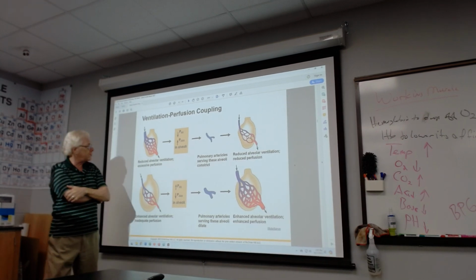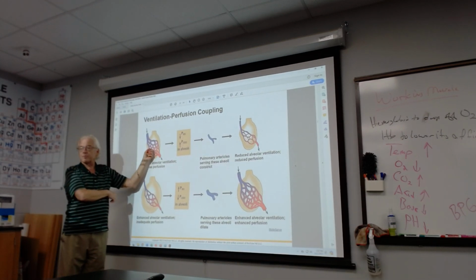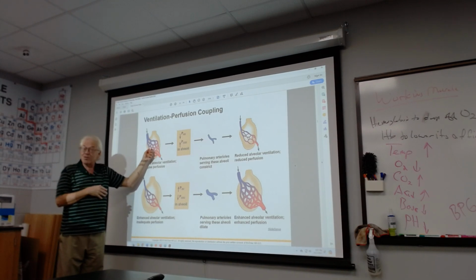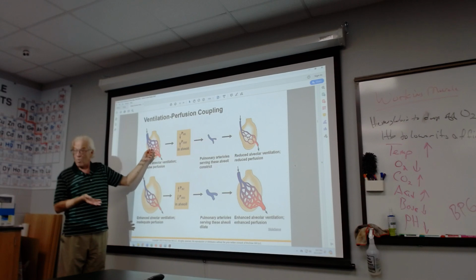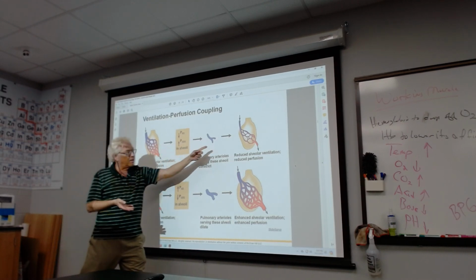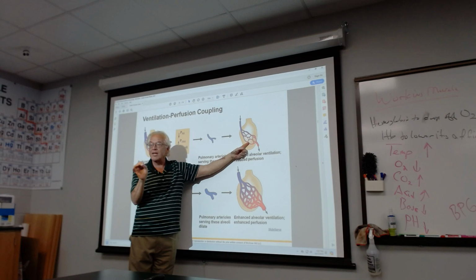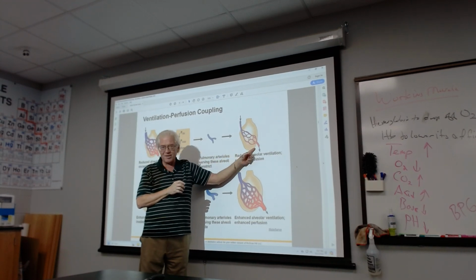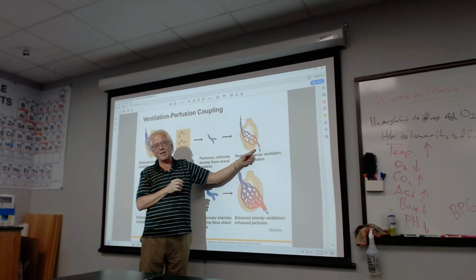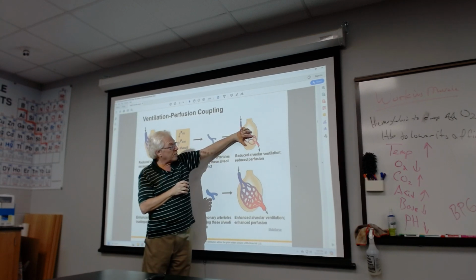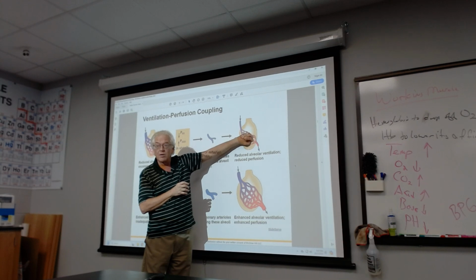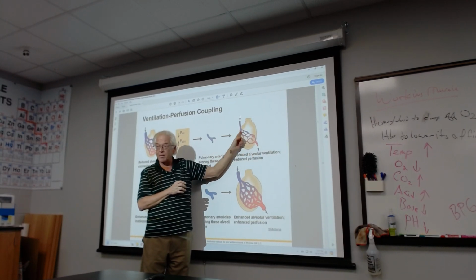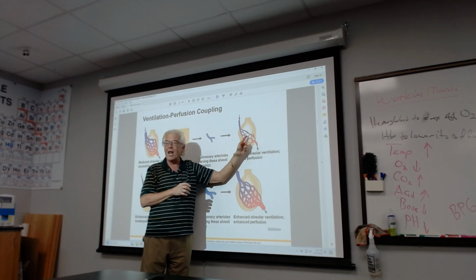Does it make sense to send 100 trucks? No, because 10 trucks will be full, but the other 90 will be empty. Isn't that a waste? So it makes more sense to send fewer trucks. If I only have 10 oxygens, I'm only going to send 10 trucks to pick it up. So what does that mean? I'm going to dilate or constrict? Constrict. I'm going to constrict my capillaries right there to make it balance.